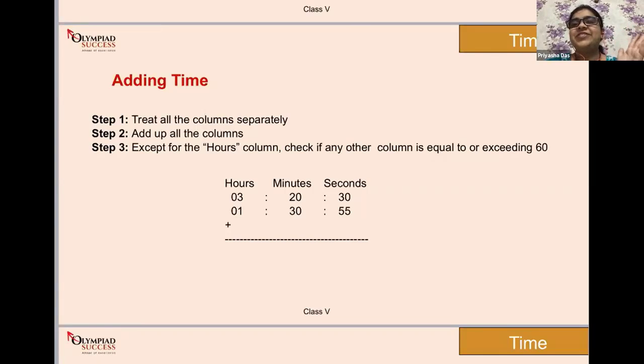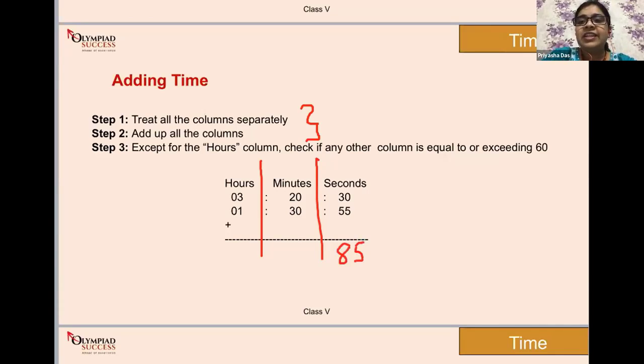Good, good. Try doing that. I can see the video. Okay, Praveen, what have you done? You have added 4, you have added 50, you have added 85. Good. So Praveen has helped me with these 2 steps. He has treated all the columns separately and simply added up the answer. Yes or no, Praveen? You have done till here? Very good.